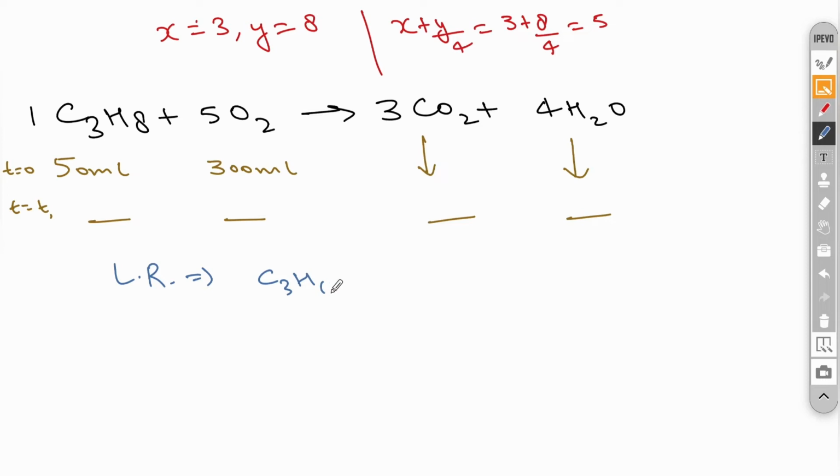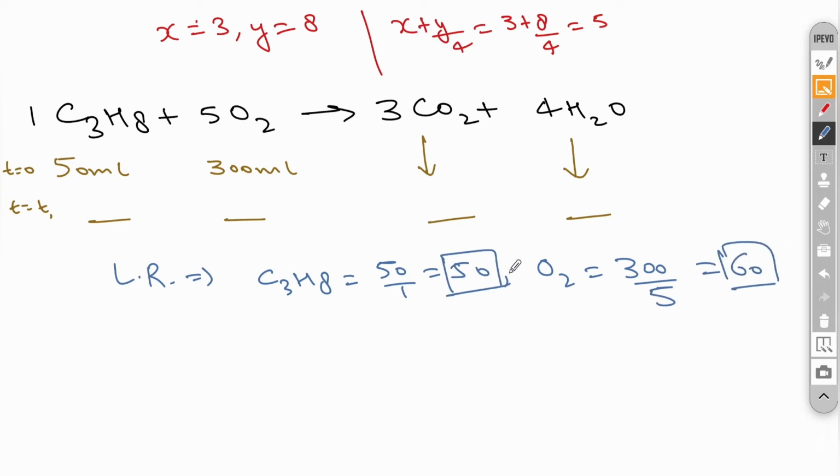So for C3H8 we can write 50 divided by 1, it will come out to be simply 50. Similarly for O2 it will be 300 divided by 5, it will come out to be 60. So clearly we can see that the lesser value is for C3H8, so it will be our LR. It will determine how much product will be formed or reactant will be left. C3H8 will be left 0 milliliters.